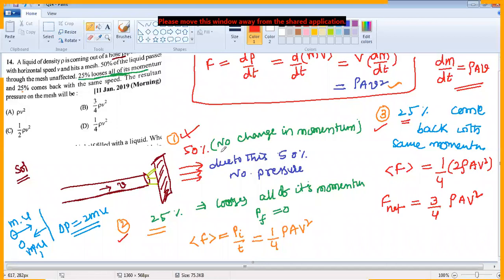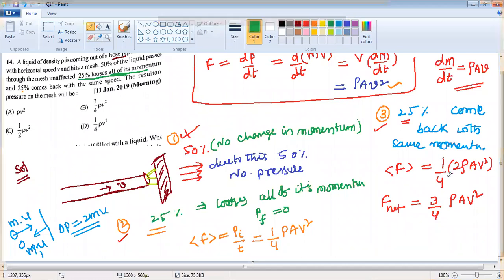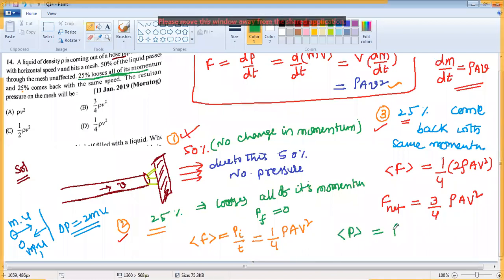Please think: for 50% there is no change, so no force is exerted. For 25% a force is exerted, only 1 by 4. For the remaining 25%, it is 1 by 2. So the total force exerted is 1 by 2 plus 1 by 4, which is 3 by 4. So what do you have? Pressure. Average pressure equals average force by area. Bringing the area to this side, your answer is 3 by 4 rho v square. Do you understand the point now? This is a very, very important point, the variable mass concept. Please think a while.